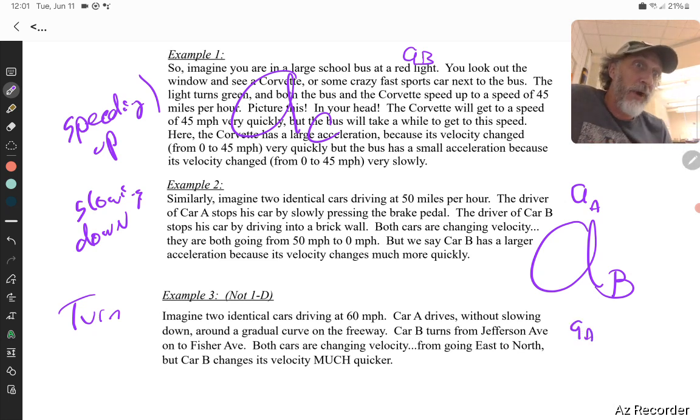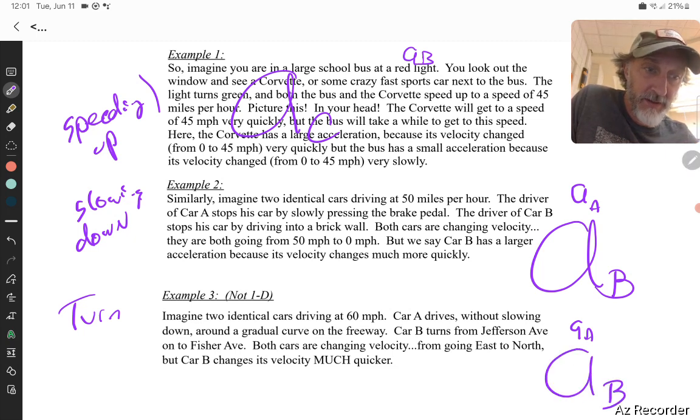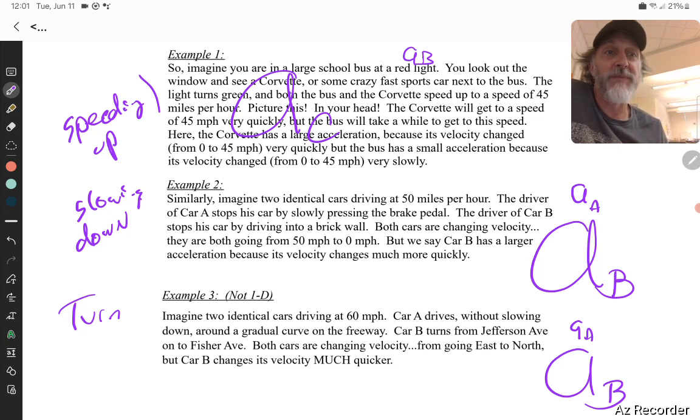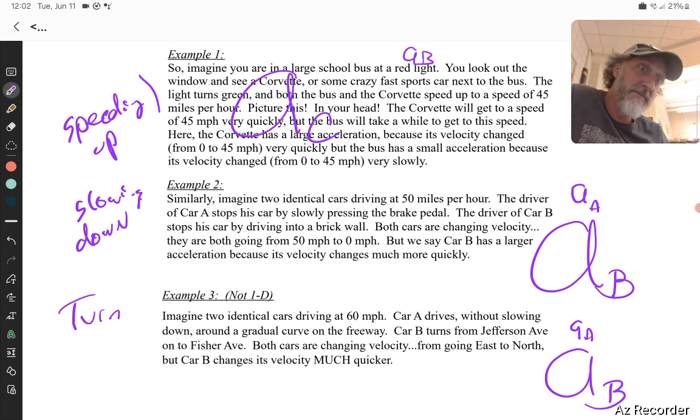Car B is also driving at 60 miles an hour, and it turns from Jefferson Avenue onto Fisher, right? That's a really tight turn. There's no way you could make that turn at 60 miles an hour. But if you could somehow, then that would be a much larger acceleration because it's changing its direction much more quickly as opposed to the one on the freeway, which is more gradual, okay?